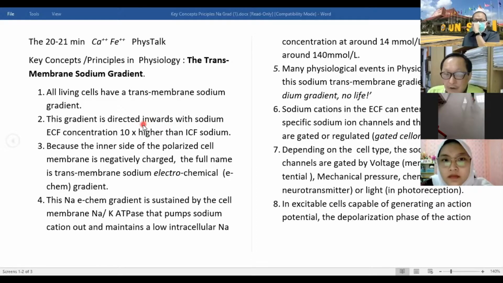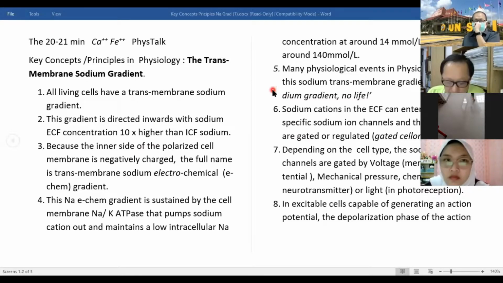Now, the fifth point is one of the major conceptual principles that you need to appreciate, and that is that many physiological events exploit this sodium transmembrane electrochemical gradient. And we have this tagline, no sodium gradient, no life. And I'll give you some examples in a short while. Okay. So there's always this gradient.